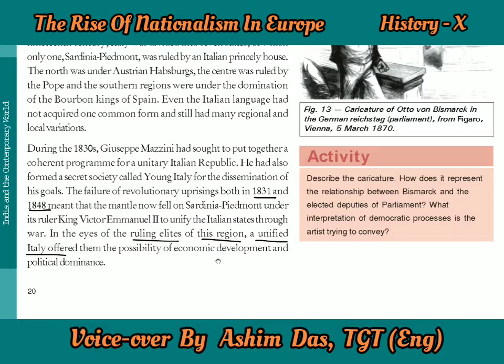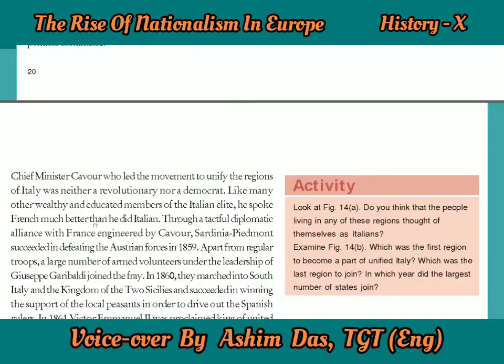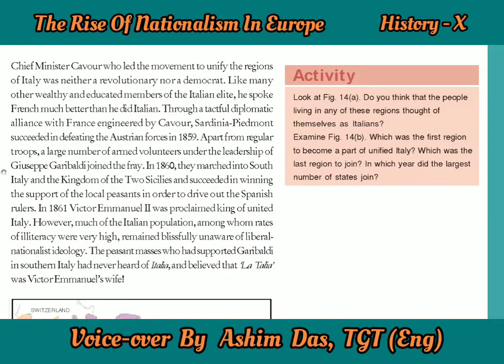So here we come to know about two things: economic development, in the sense that if they would be able to do business, they would be stronger, and politically also they would have more power. So as you know, like in the last one, Otto von Bismarck was given the responsibility of chief minister. Here also in Italy, the chief minister Cavour was given the responsibility of leading the movement.